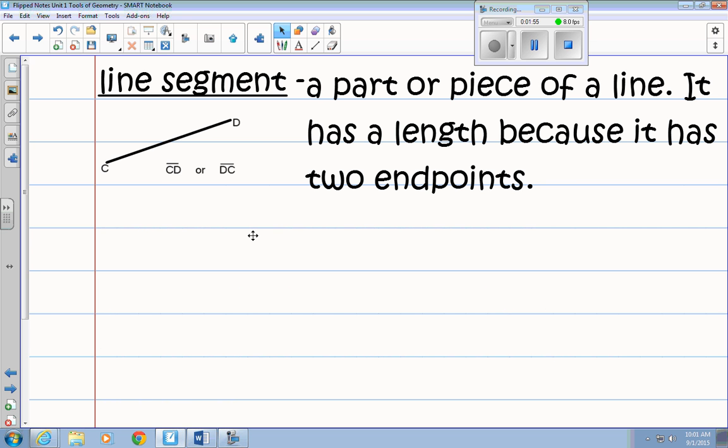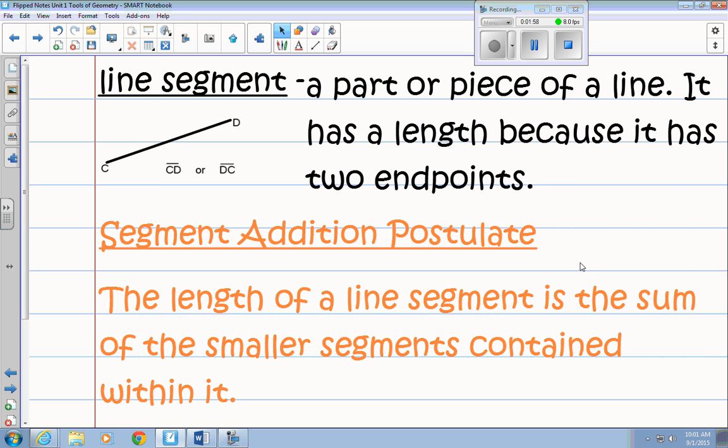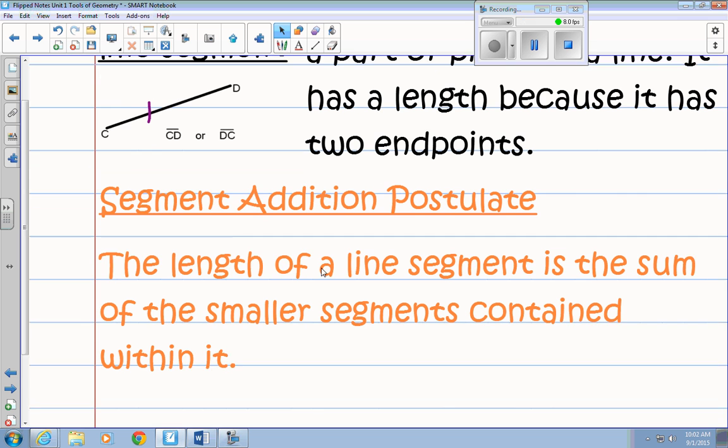And the last thing we're going to talk about tonight is the segment addition postulate. And all this says is, I feel like, almost common sense. But basically, if we were to take a line segment and break it at any point, then the two smaller segments that we've broken it into add up to equal the whole original segment. We call that the segment addition postulate. So the length of a line segment is the sum of the smaller segments contained within it.